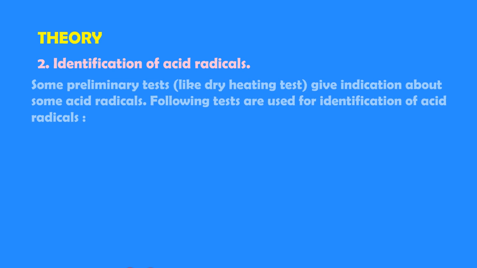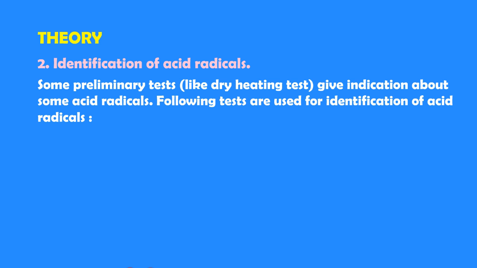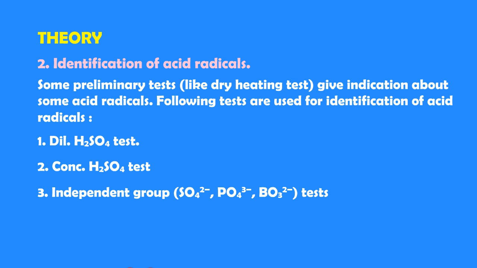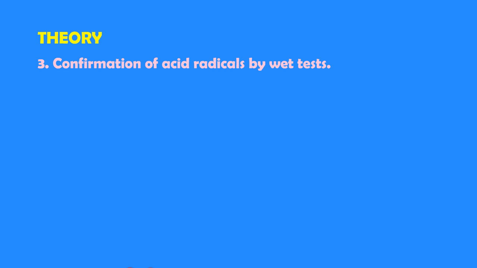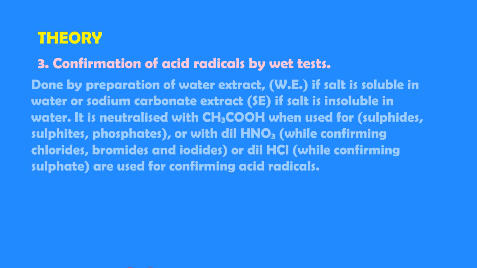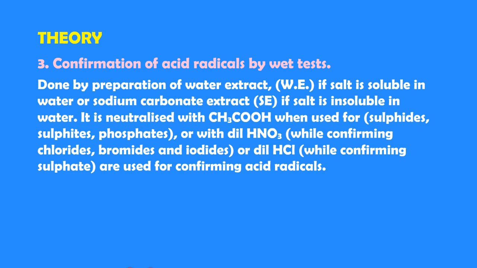Identification of acid radicals. Some preliminary tests like the dry heating test give indication about some acid radicals. The following tests are used for identification of acid radicals: dilute H2SO4 test, concentrated H2SO4 test, and independent group tests for SO4 2-, PO4 3-, BO3 3-. Confirmation of acid radicals by wet test is done by preparation of water extract (WE) if the salt is soluble in water, or sodium carbonate extract (SE) if the salt is insoluble in water.